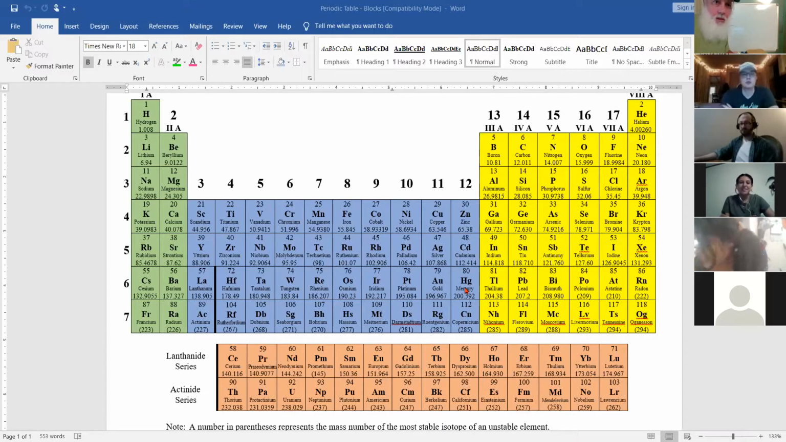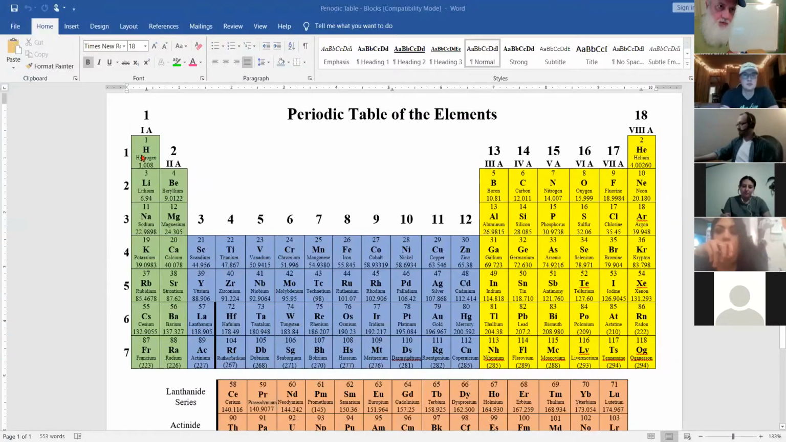Now, we need to get to these Roman numerals here on top. The Roman numerals on top are actually very important. The first thing I want to point out to you is that the Roman numerals only appear for the representative elements. In other words, S block in the green and P block in the yellow. The Roman numerals only show up for S block and P block.